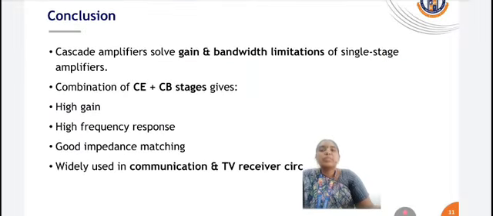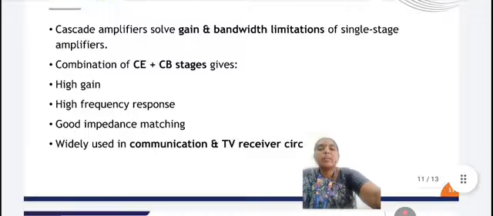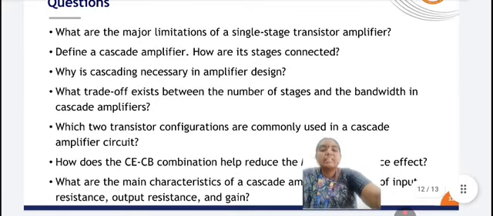To conclude, the cascade amplifier solves the gain bandwidth limitation of a single stage amplifier by combining the common emitter and the common base stages. They provide high gain, wide frequency response and good impedance matching. This makes them an excellent choice for use in communication systems, wideband circuits and TV receivers. Thus cascade amplifiers are practical and reliable solutions for high performance amplification.